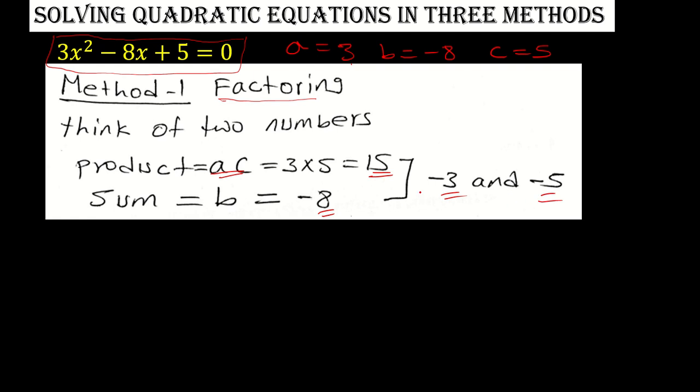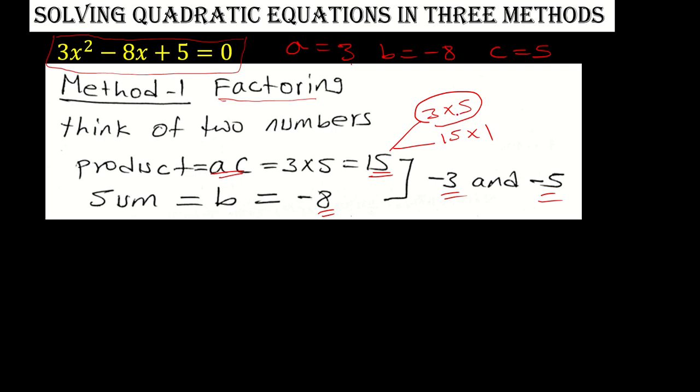Mostly students have difficulty finding those numbers, but what to do? Try to list a couple of numbers which will be multiplied and give you 15, like 3 times 5 and 15 times 1. These two pairs will be multiplied and give you 15. So which combination will give us 8 when added or subtracted? Forget the sign for the time being. When you add or subtract, which combination will give you 8? The sum or the difference? This first combination will give me 8. Obvious.